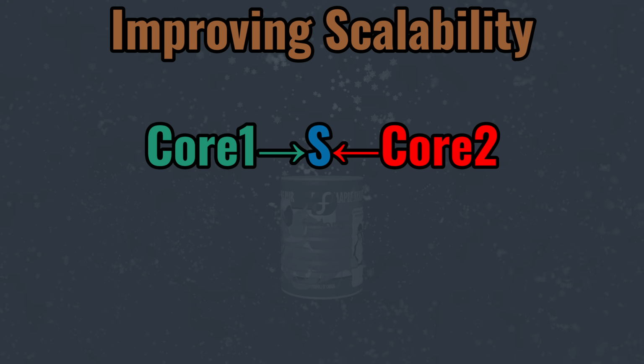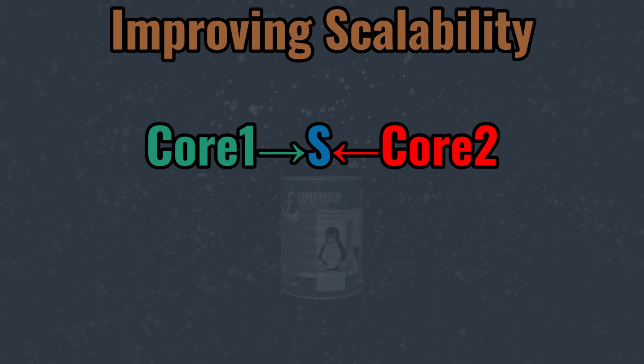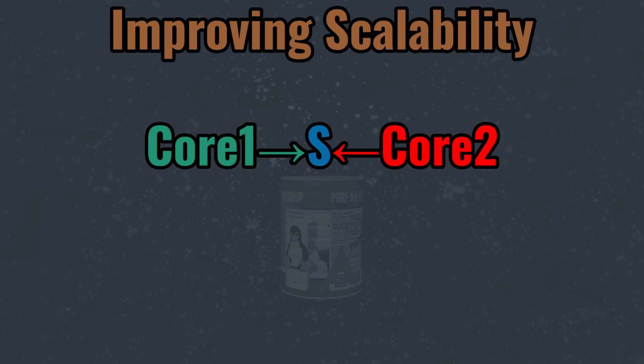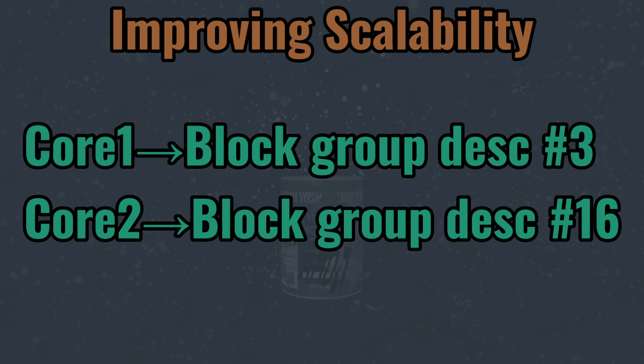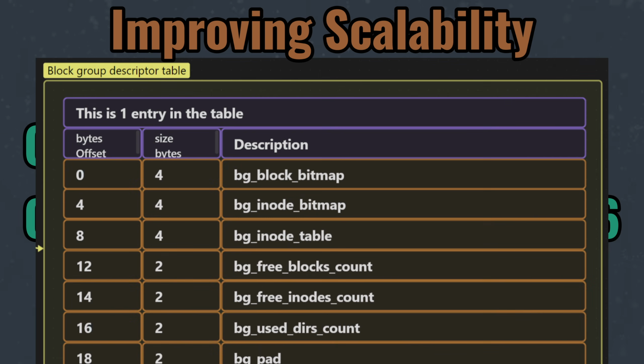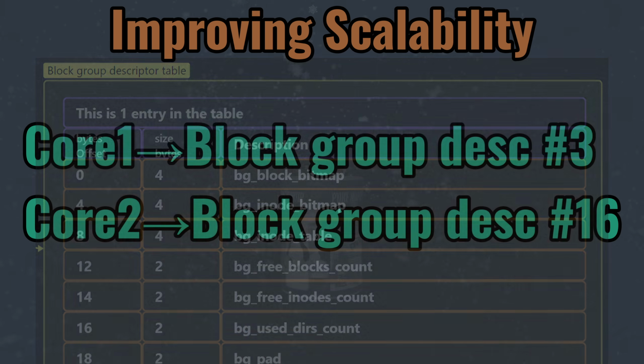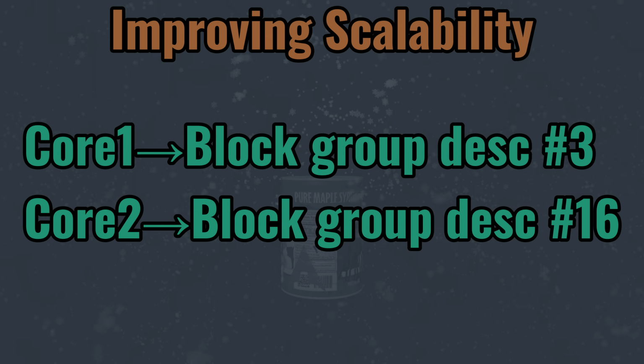Now, to be able to do that, what they did is they completely stopped updating the inode count and the block count in the superblock, and they only update it at the block group descriptor level. Now remember, we have those 2 levels, right? We have the block group descriptor and we have the superblock. So we only update the block group descriptor, which has more chance of not being the same place as the other core is trying to write. So that way we can have multiple cores doing the same thing.